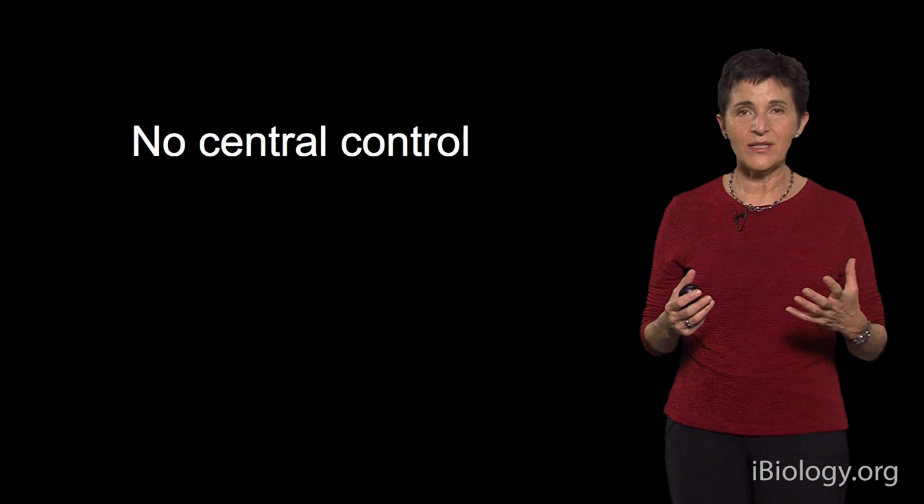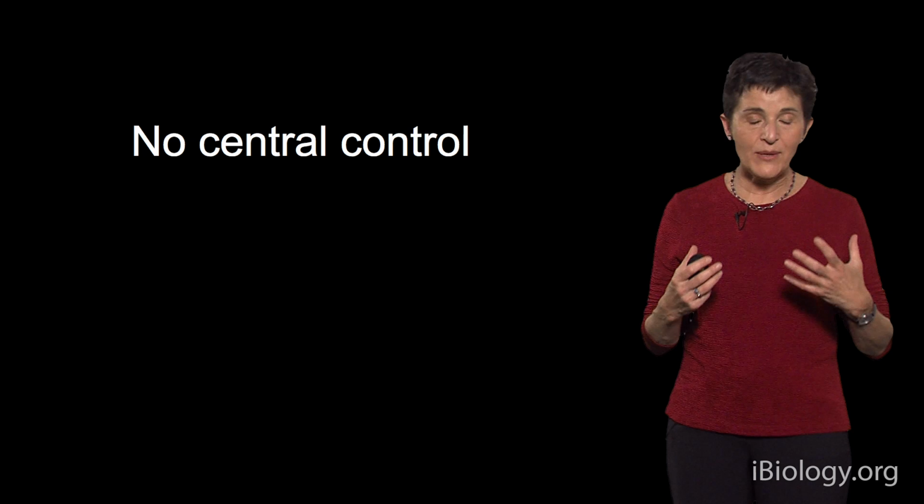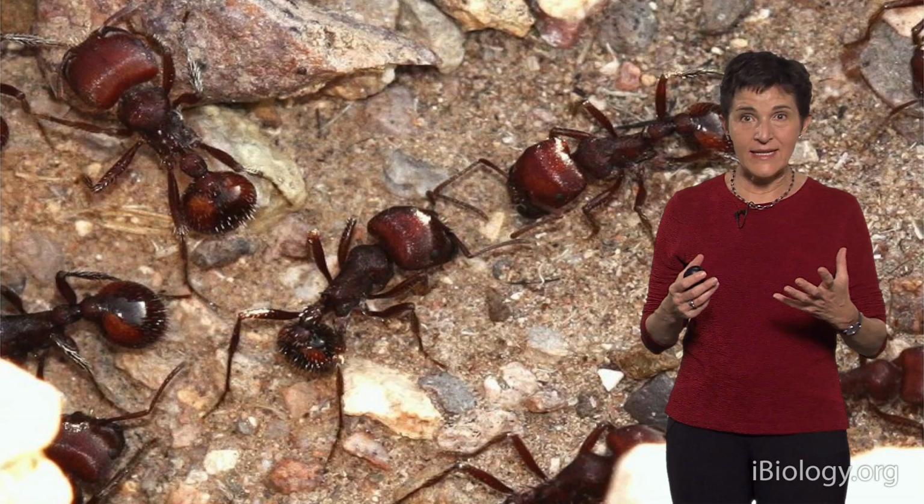I study collective behavior in ants. An ant colony consists of sterile female workers. Those are the ants you see walking around. And although there are reproductive females called queens, they don't give any instructions or tell anybody what to do. So instead, ant colonies work through local interactions.